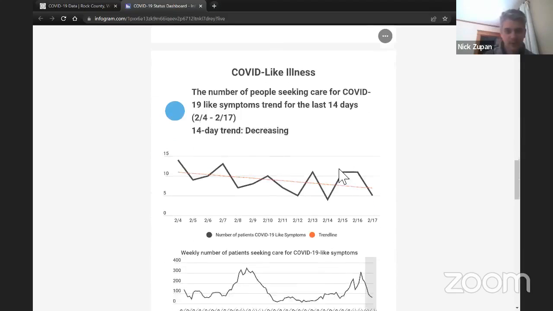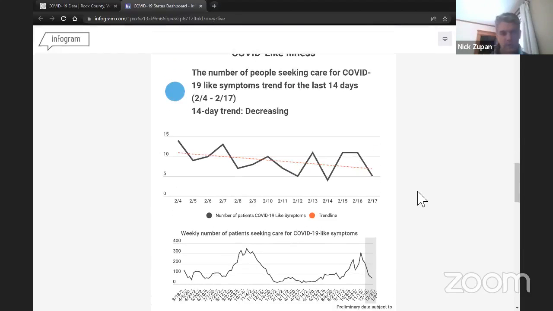So it can be an early indicator of maybe some trends that we might be seeing in the next few days or few weeks. Again, with this data, we're seeing a pretty prominent trend in a downward direction. So positive numbers there, where we're seeing fewer and fewer people show up to their healthcare providers with COVID-like symptoms.